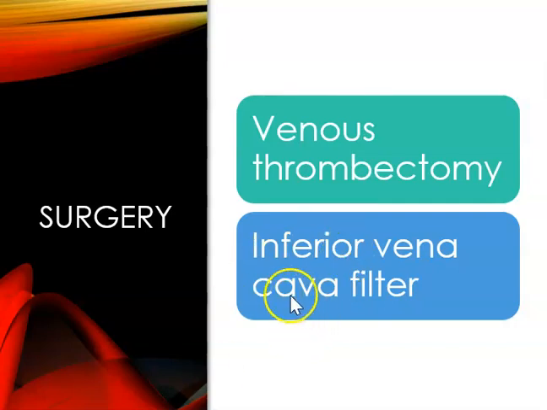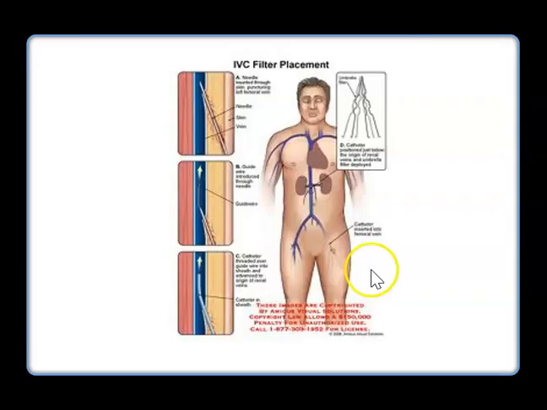A lot of times what I'll end up seeing with these patients, especially if they can't be anticoagulated and they keep producing blood clots, is they'll put in an inferior vena cava filter. So an IVC filter. I got a picture of it here. An IVC filter is a small, specially shaped device that's made out of stainless steel or nickel titanium. And that is going to be placed in the inferior vena cava.